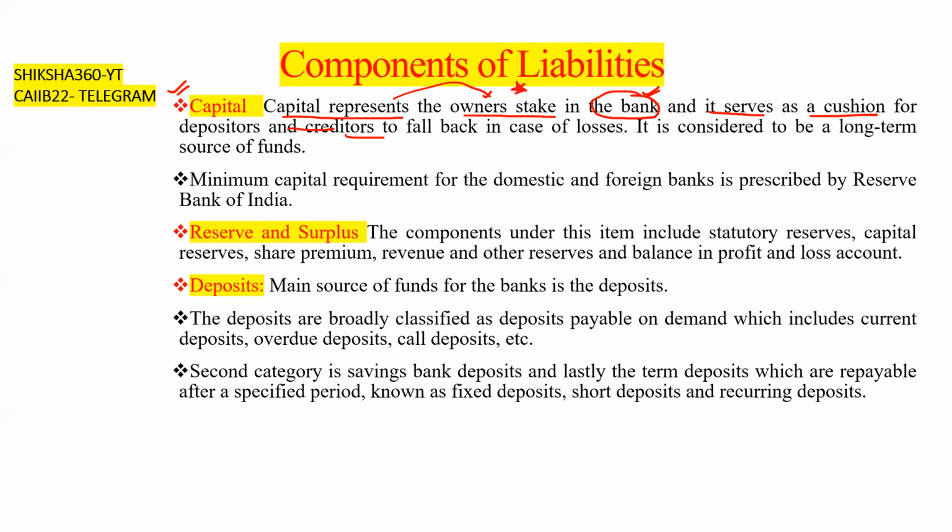Creditors are similar to depositors; those who give money to the bank are known as creditors. It serves as a caution for depositors and creditors to fall back on in the case of losses, and it is considered to be a long-term source of funds.